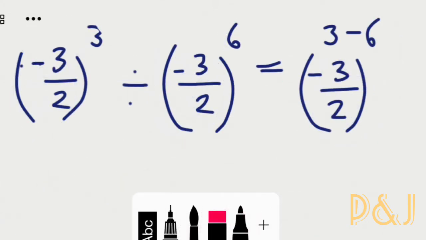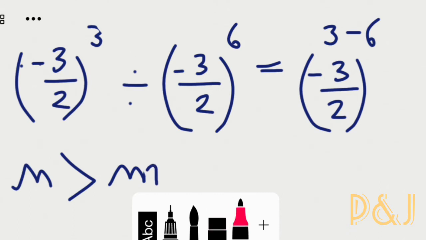Let's move to the next law, that is (a upon b) raised to the power m divided by (a upon b) raised to the power n is equal to 1 upon (a upon b) raised to the power n minus m. And this is applicable only when n is greater than m. So I'll give you an example and you will understand it very easily.